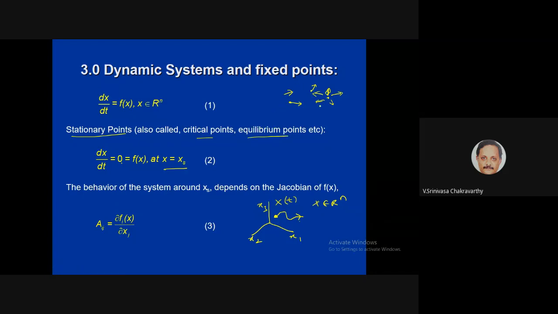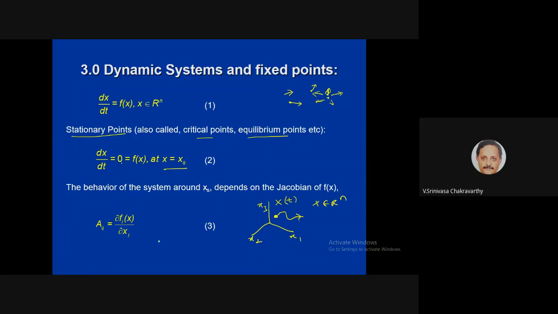So now we'll study how the system varies around that point. But to do that, f of x is generally a nonlinear function, typically. You linearize that function right around that point, and define something like aij equal to dou fi by dou xj, because x is an n-dimensional vector, right? So if you want to linearize, you want to find the derivatives of f.